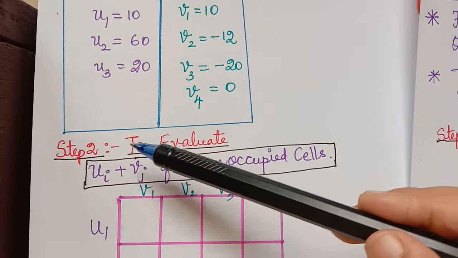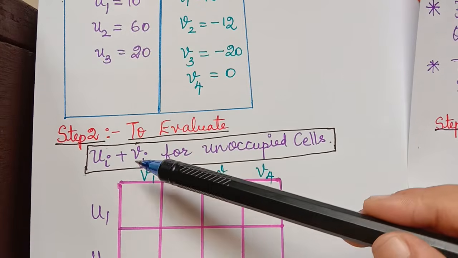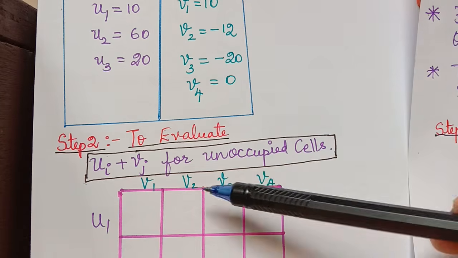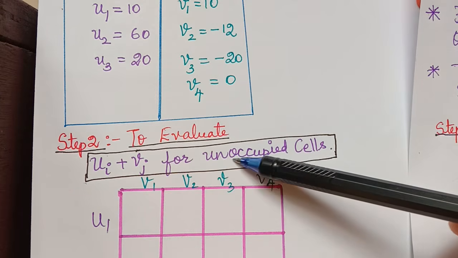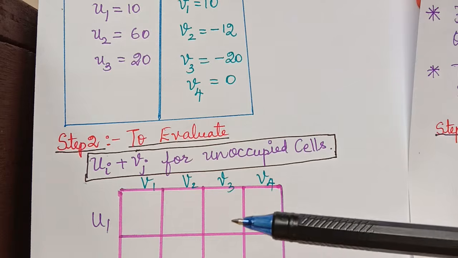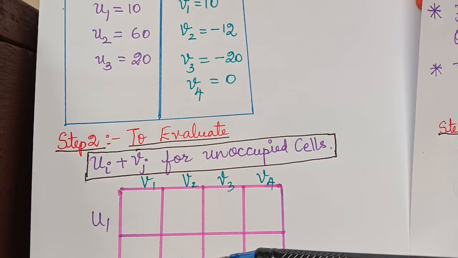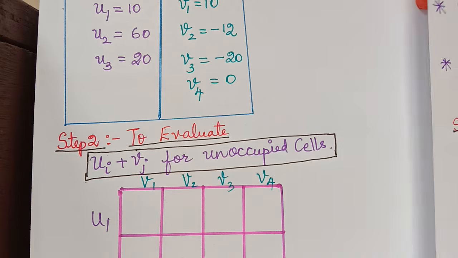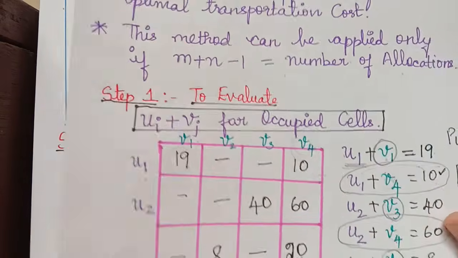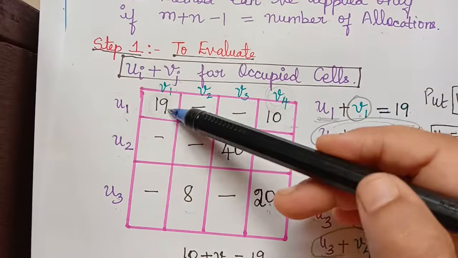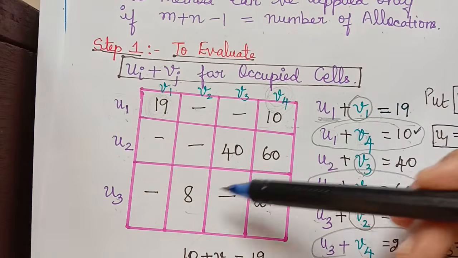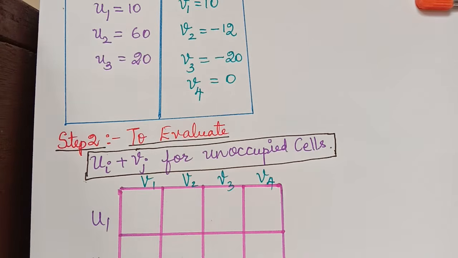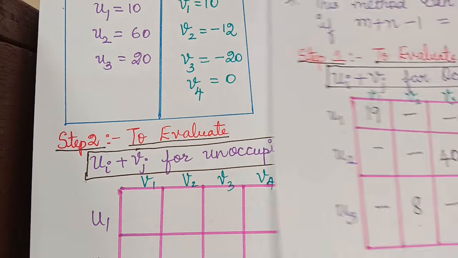Now step 2 is to evaluate Ui plus Vj for unoccupied cells. Now this is very important here. These are the unoccupied cells we are going to fill now. So what will happen to the occupied cells? We have to hyphenate the occupied cells. That is, if you check here, these are the occupied cells, that is this 19, 10, 40, 60. First step is we have to hyphenate these places. So all the occupied cells have to be hyphenated.